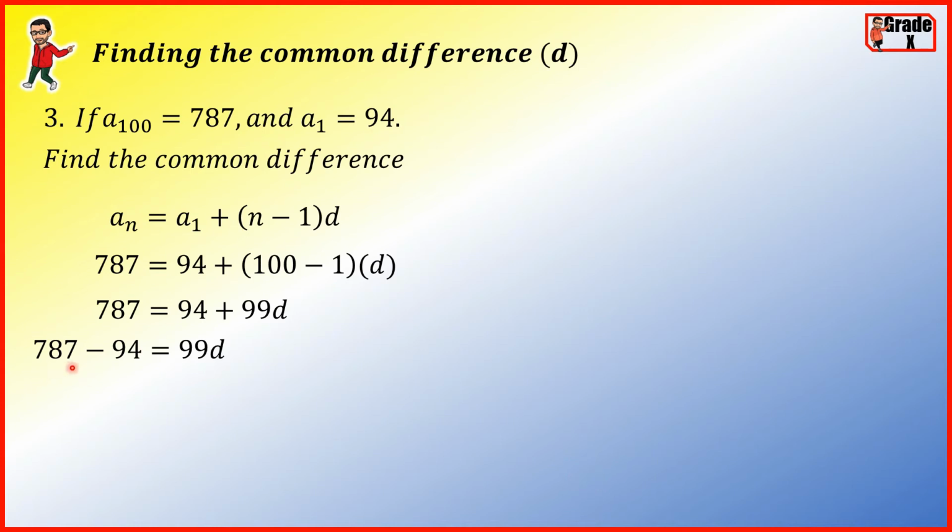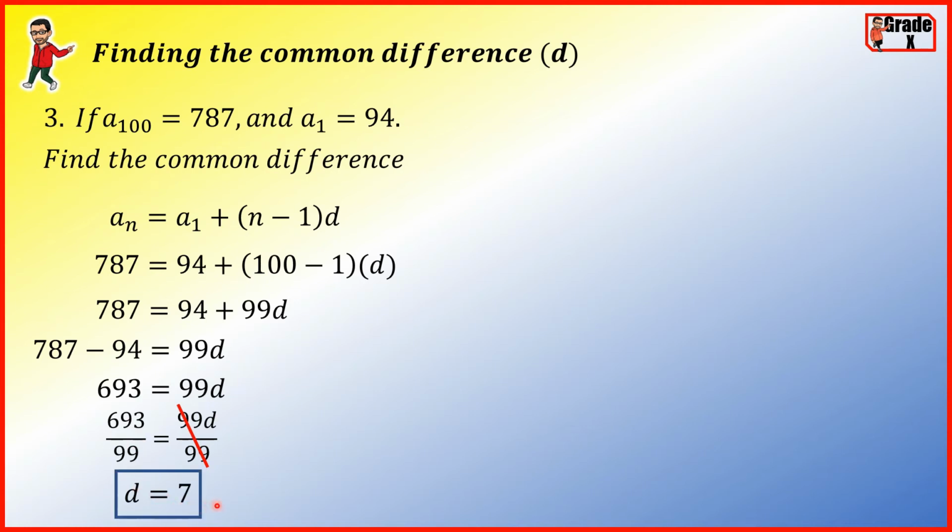Pag sinubtract natin itong dalawang numbers na ito ay 693. Then divide both sides by 99. Then cancel natin yung 99, so may iwan na lang ay d. 693 divided by 99 is equal to 7. So therefore, ang common difference ay 7.